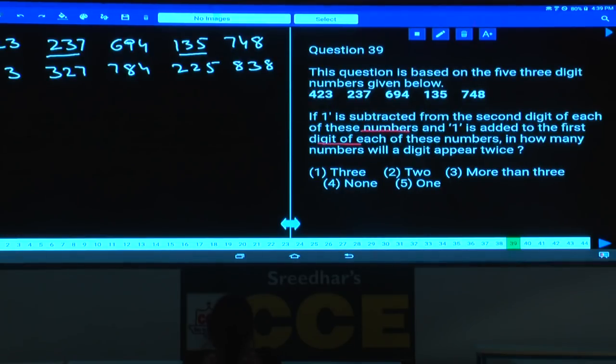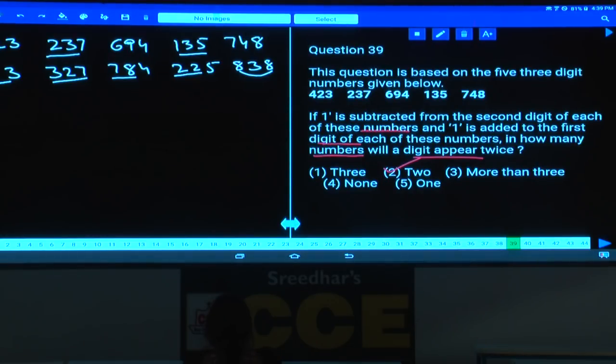Then what is the question here? In how many numbers will a digit appear twice? Now in this one 513, no digit is repeated twice. 327, 784 here. 225, 2 is repeated twice, and in this 838, 8 is repeated twice. Hence in 2 of the numbers a digit is repeated twice, that is choice 2.